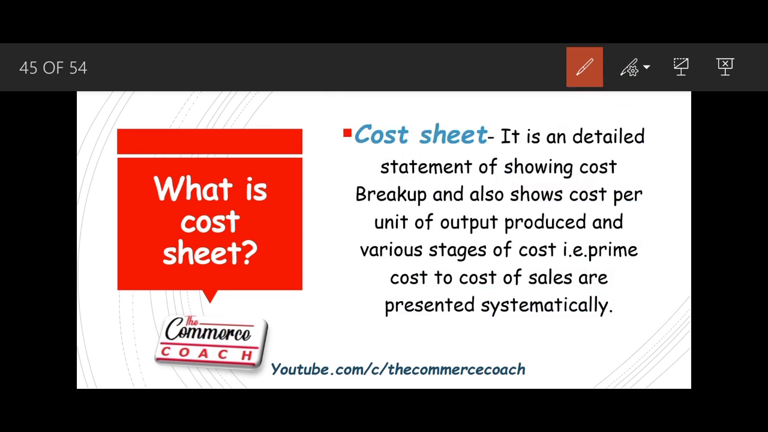So for now we have understood what a cost sheet is. A cost sheet is a detailed statement which shows the breakup of cost, the cost per unit of output produced, and also the various stages of cost like prime cost, total cost, cost of sales, cost of goods sold, cost of goods available for sale, and so on.